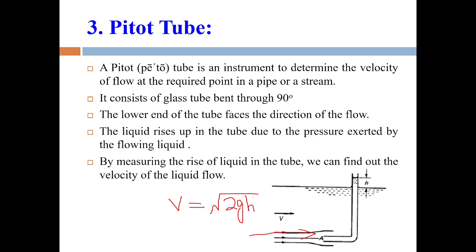You can see in this equation only H is the variable, g is constant, so we can find the velocity. When you find velocity, we can easily find discharge. Q is equal to A into V. If we are also considering the coefficient of discharge, we can add C as well. Okay, so this is the function of the pitot tube.